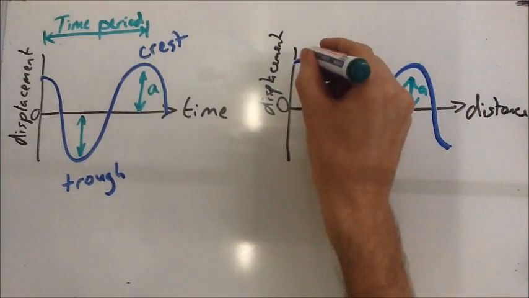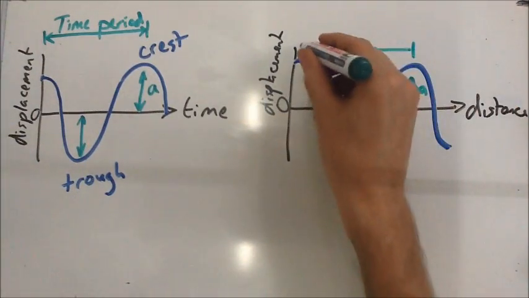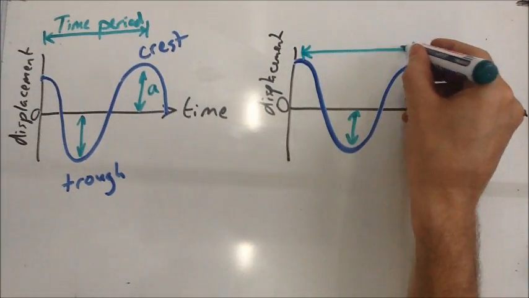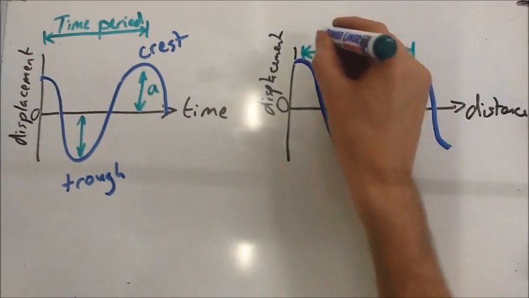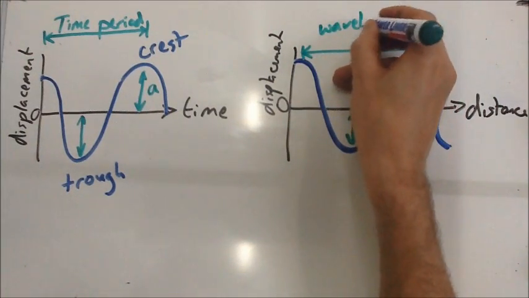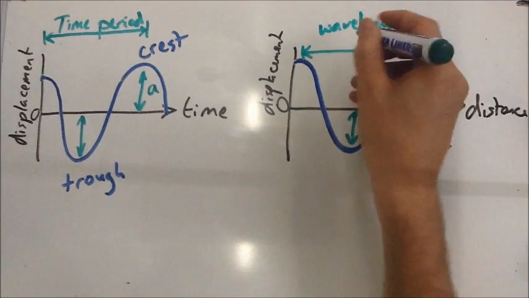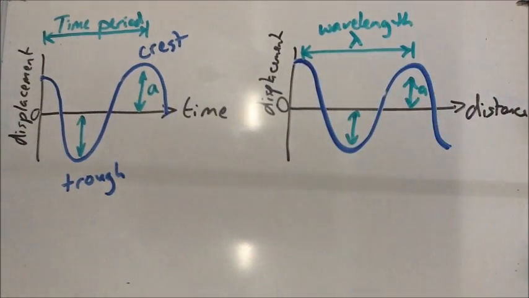Now, from here to here doesn't measure time anymore. This is now the length of one entire wave, which we call the wavelength. Now wavelength has a strange symbol we use, it looks like a capital T on its side, called lambda. Okay, and that's how we label waves.